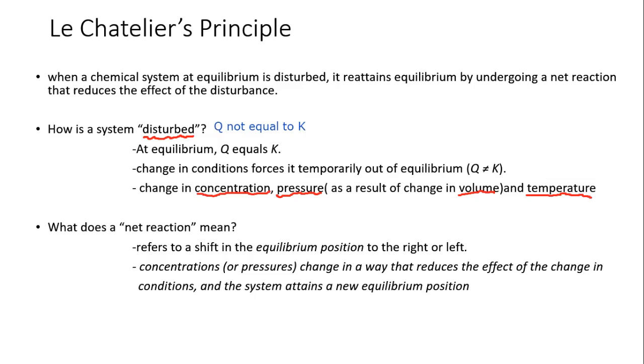And so concentrations or pressures change in a way that reduces the effect of the changing conditions so that the system attains a new equilibrium position. So for example, if we add more reactant, the concentration is going to change in a way so that we reestablish equilibrium, so it's going to make more product, for example.